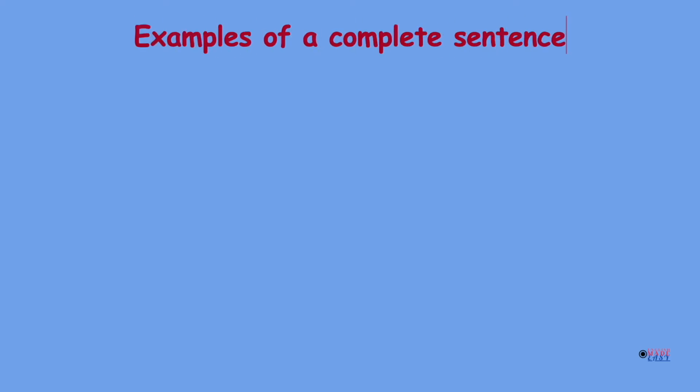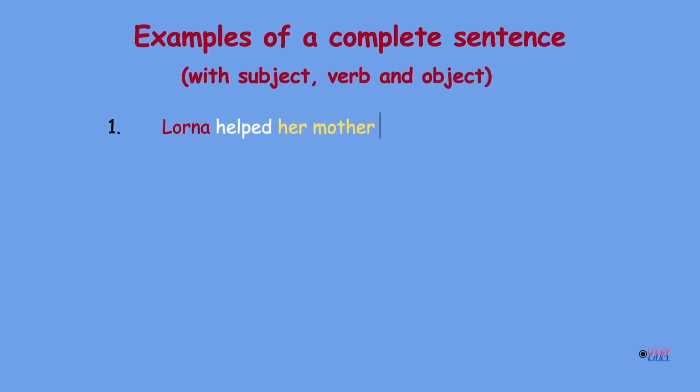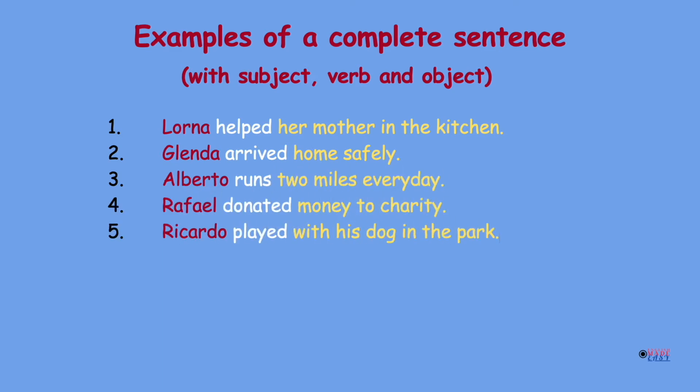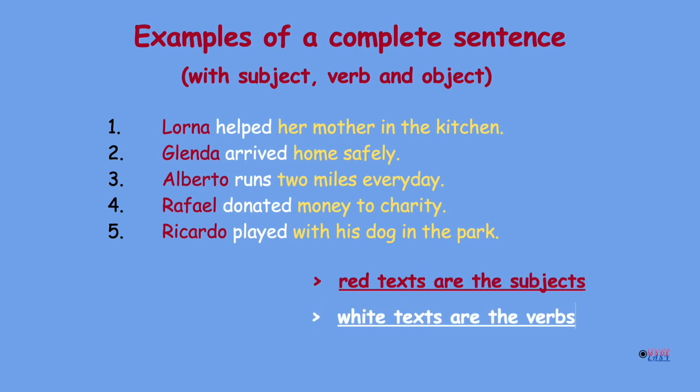Now, in order to elucidate this point further, let's bring back our previous examples of complete sentences. Do take note of the presence of the 3 important things in a complete sentence. The red text are the subjects, the white text are the verbs, and finally, the yellow text are the objects.